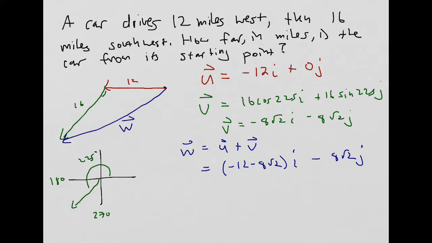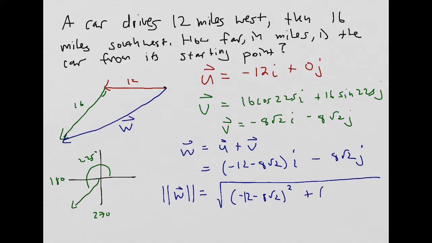Now you notice here we do have this radical. For all intents and purposes, if you want to convert that to a decimal, you can do that. But what do we want to find? We want to find how far this car is from its starting point. Well, that's just the magnitude. So that means we're going to have to take the square root of negative 12 minus 8 radical 2, squared, plus negative 8 radical 2, squared.